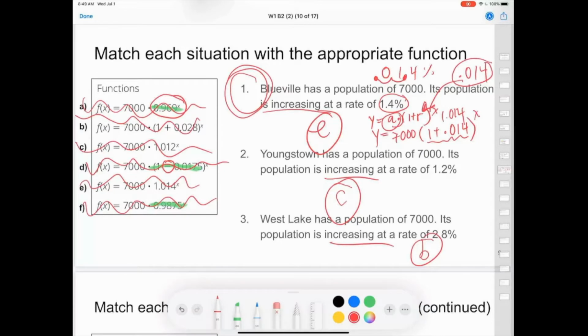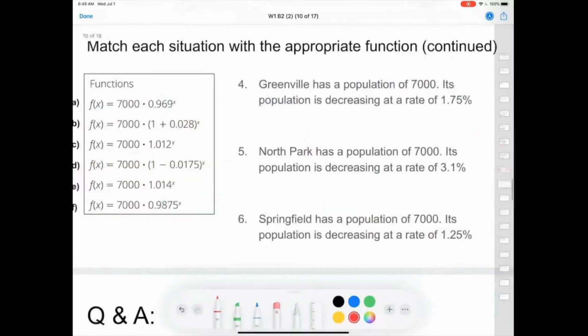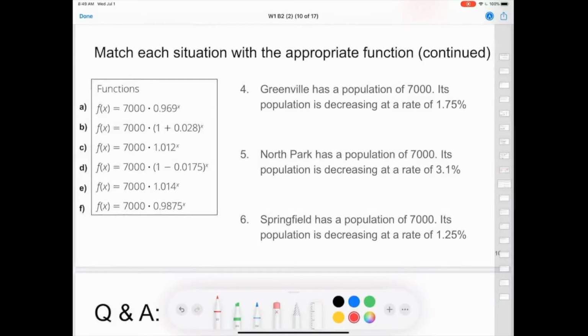Okay, good. So you guys are saying you're good. Let's go ahead and move on. All right, so for this next page, it's continued. So for all of these, it's number 4, 5, and 6.